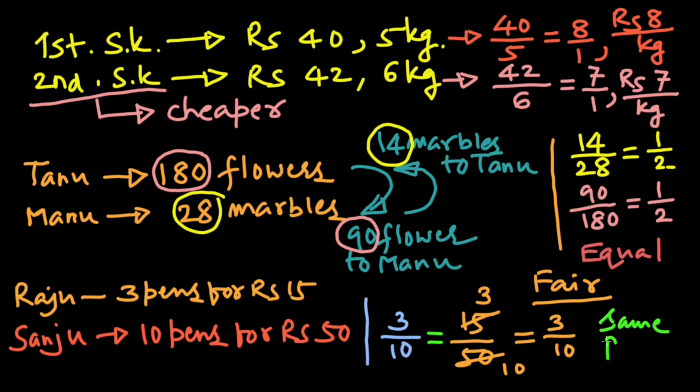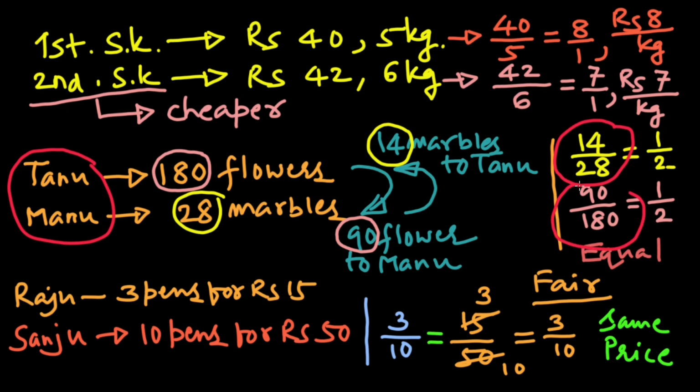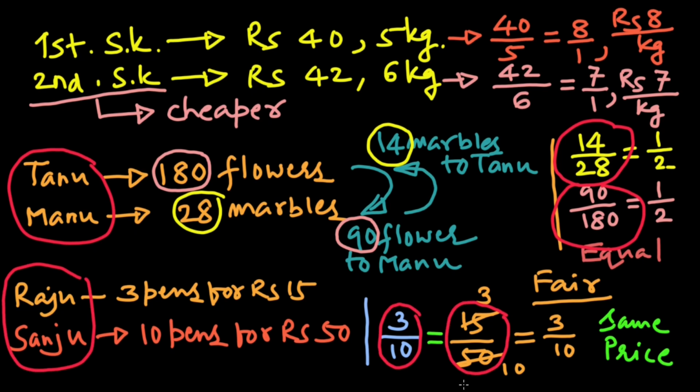the same price. In case of example with Tanu and Manu, the ratio of 14 by 28 is equal to 90 by 180. In case of example with Raju and Sanju, the ratio 3 by 10 equals 15 by 50.